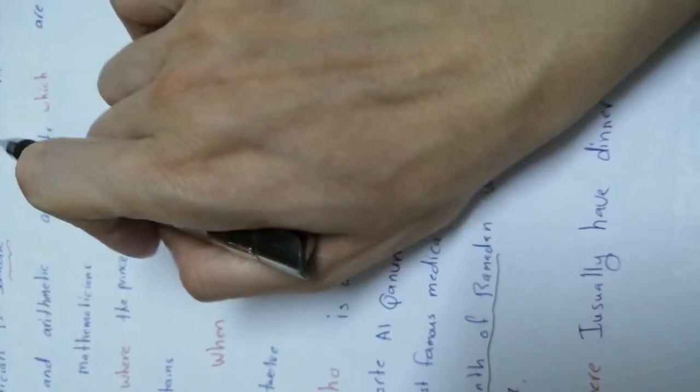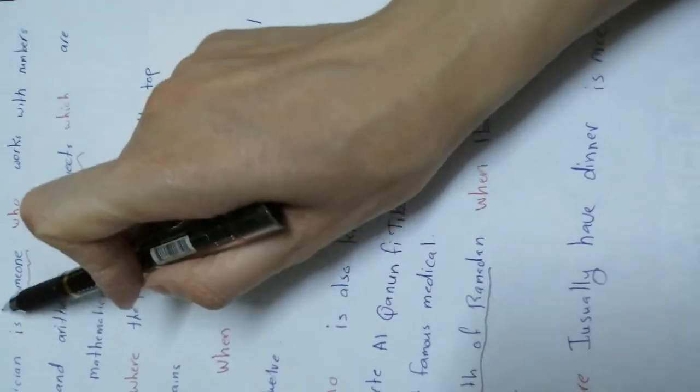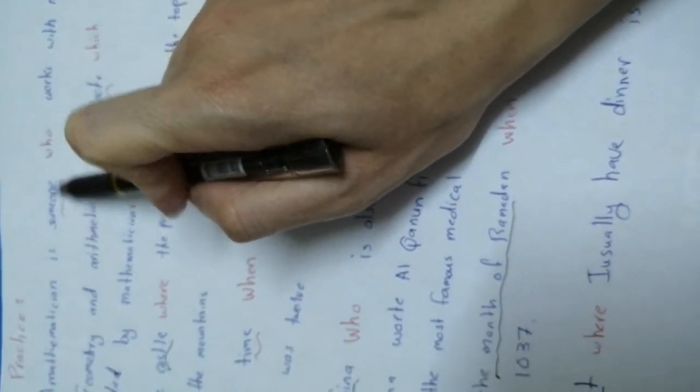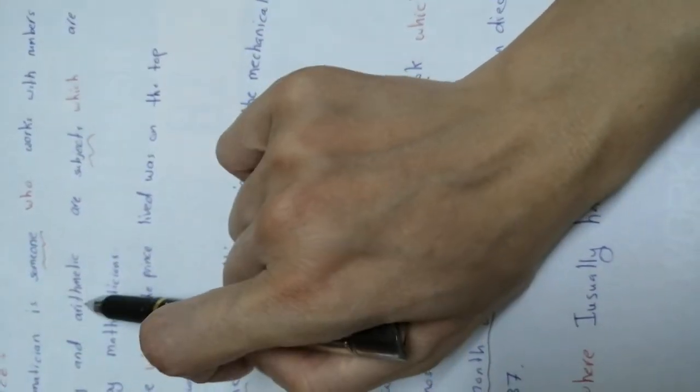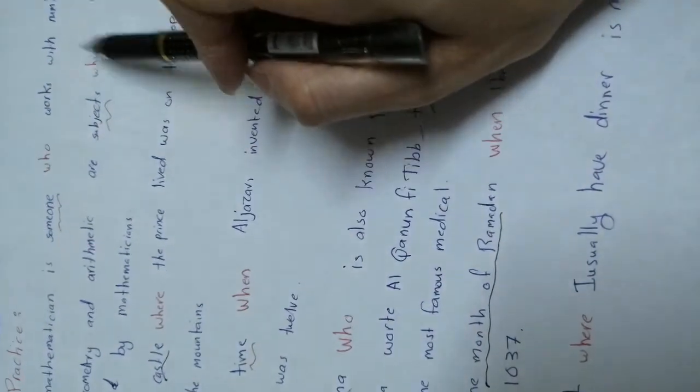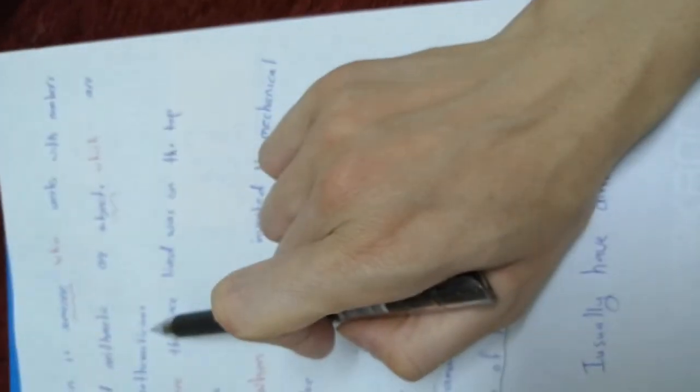Here we have some examples about relative pronouns. For example, a mathematician is someone who works with numbers. Someone بدل على شخص فلازم أستخدم معاها who. Geometry and arithmetic are subjects which are studied by mathematicians. هدول مواد بقدر أدرسهم للرياضيات. Subject عشان هيك استخدمت معاها which.